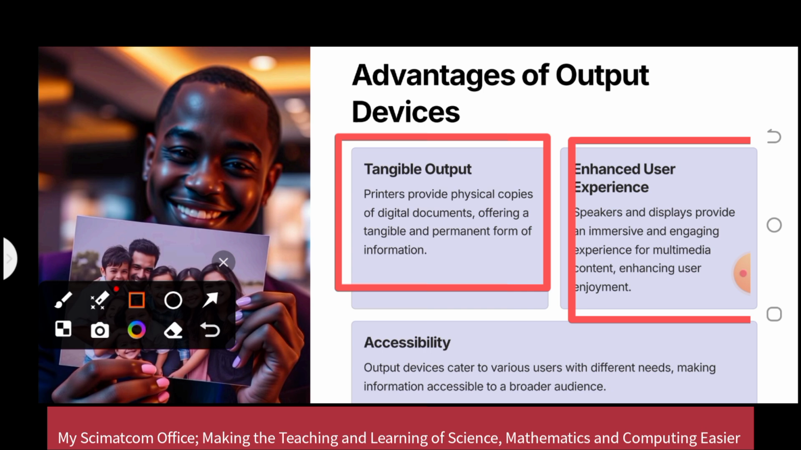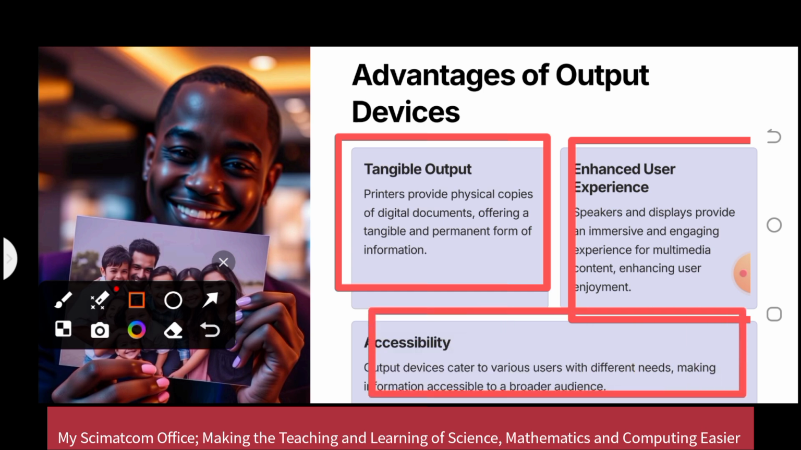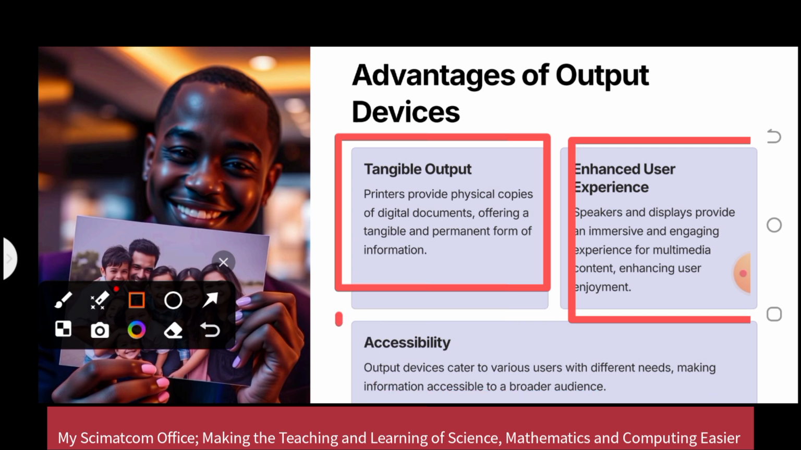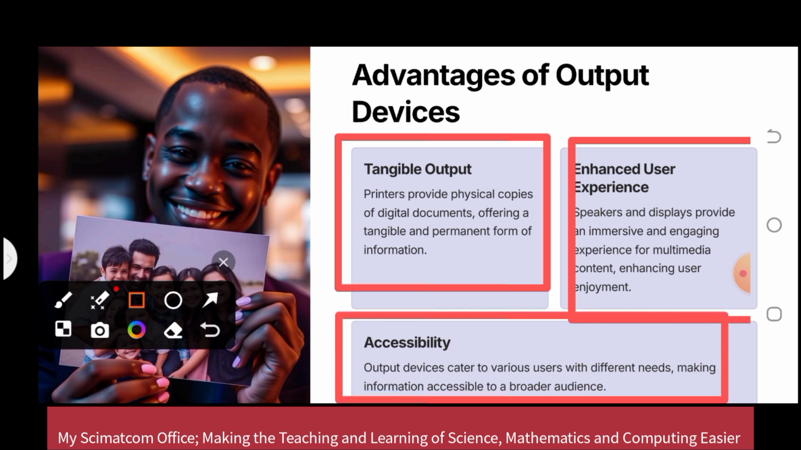And then accessibility. Output devices cater for various users with different needs, making information accessible to a broader audience. Information is essential to a broader audience, not only those who have it, but also other people who can access it using displays and other devices that will help them to see it and interact with the user.